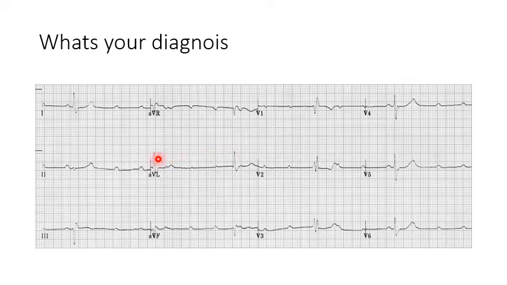So now calculate the number of big boxes. In this case, 1, 2, 3, 4, 5, 6, 7, 8, 9. So it is 9. So 300 divided by 9 comes to about 35 to 40 beats per minute. So the heart rate is simply calculated like this. So this appears to be bradycardia.